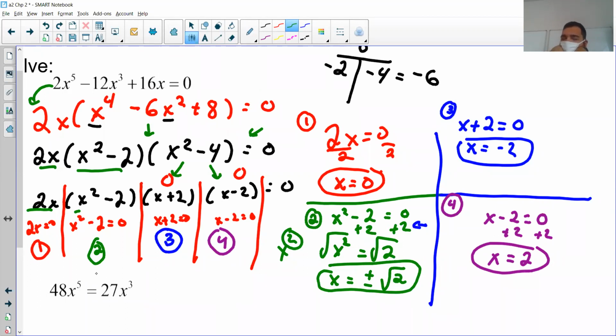If x equals positive and negative square root of 2, why does x equal 2? Because 2 is not the square root. Oh. In these questions, you have multiple numbers that could cause it to be 0, so you have multiple answers. All your answers are 0, 2, negative 2, and positive and negative square root of 2. Oh, okay.